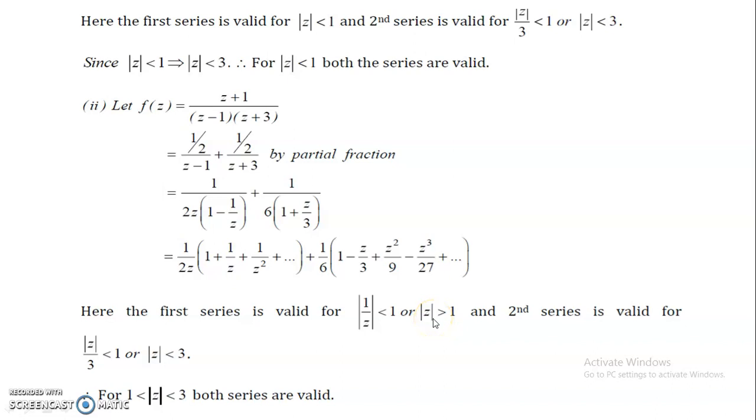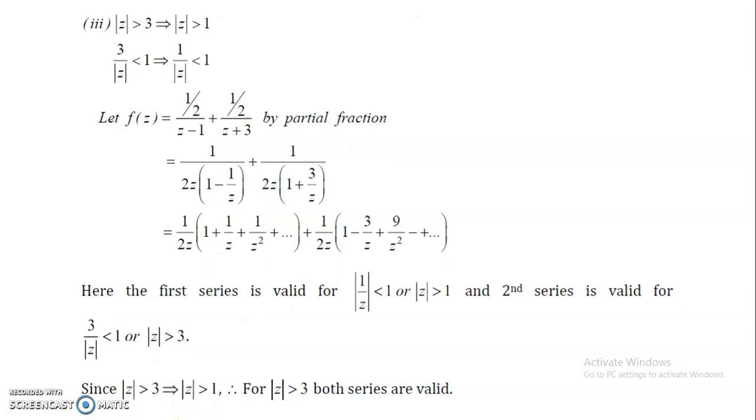It means mod z greater than 2, because we are discussing mod z less than 3. So the second series is valid for mod z less than 3, because in each term mod z by 3 is less than 1. Therefore both series are valid where mod z lies between 1 and 3.